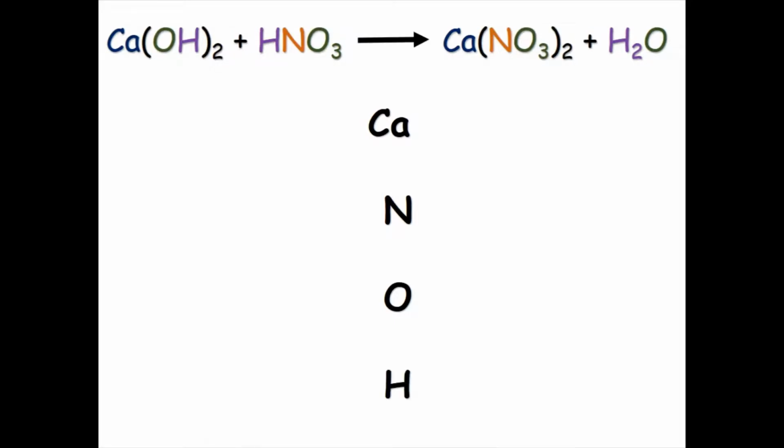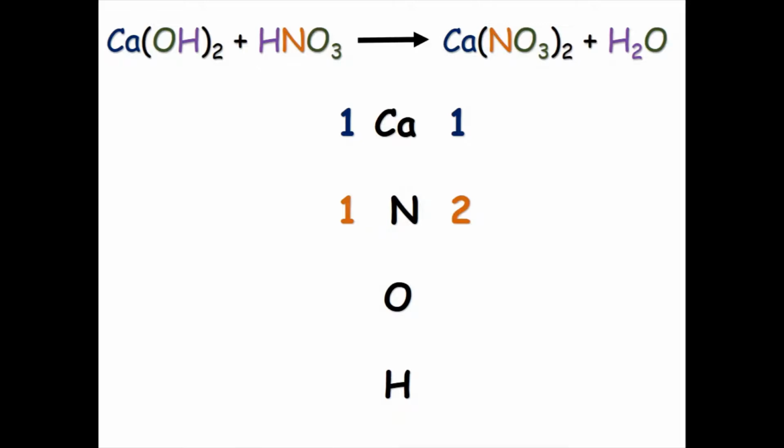Now we need to find out how many atoms for each element there are on each side of the equation. There's one calcium atom on the left hand side and one calcium atom on the right hand side. There's also one nitrogen atom on the left hand side, but there are two nitrogen atoms on the right hand side because there are two nitrate ions in the calcium nitrate.